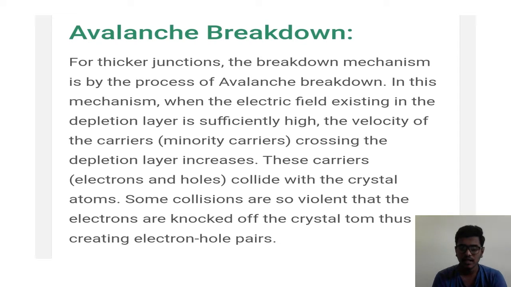Let us see avalanche breakdown. For thicker junctions, the breakdown mechanism is by the process of avalanche breakdown. In this mechanism, when the electric field existing in the depletion layer is sufficiently high, the velocity of the carriers crossing the depletion layer increases. These carriers collide with the crystal atoms. Some collisions are so violent that the electrons are knocked off the crystal atom, thus creating electron hole pairs.